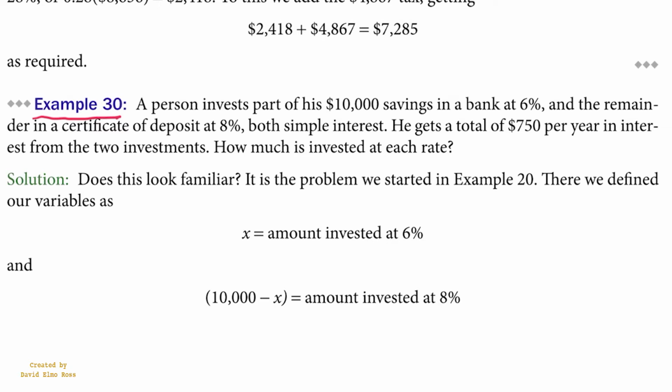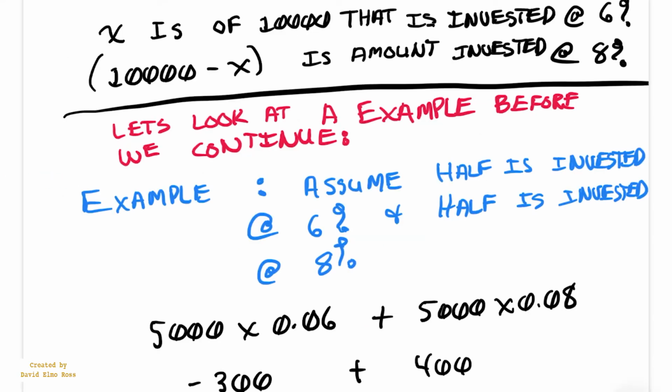A person invests part of his $10,000 at 6% and the remainder at 8%. And we saw this set up a little bit earlier. We said let X equal amount at 6% and 10,000 minus X is the amount invested at 8%. Now let's take a look at how we would set things up, and we're going to do this by working with numbers to get a better idea, and then we'll set up our equation. Before we get started, we're told that X is the amount invested at 6%, and therefore 10,000 minus X is the amount invested at 8%. And before we even think about that, let's look at an example that gives us some very simple numbers to work with to get an idea of what's going on.